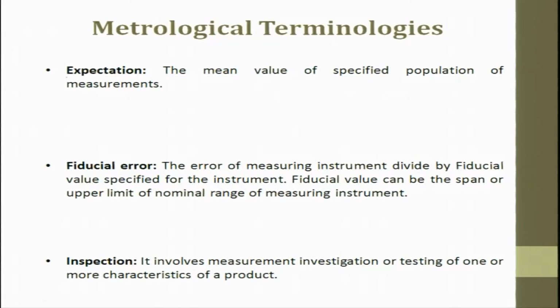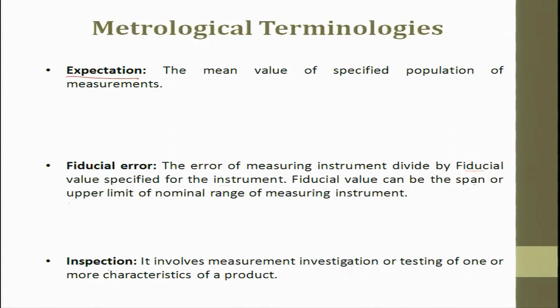What is expectation? The mean value of a specified population of measurements is called expectation. What is fiducial error? The error of measuring equipment divided by the fiducial value specified for the instrument is nothing but the fiducial error. Fiducial value can be the span or the upper limit of the nominal range of measuring equipment.